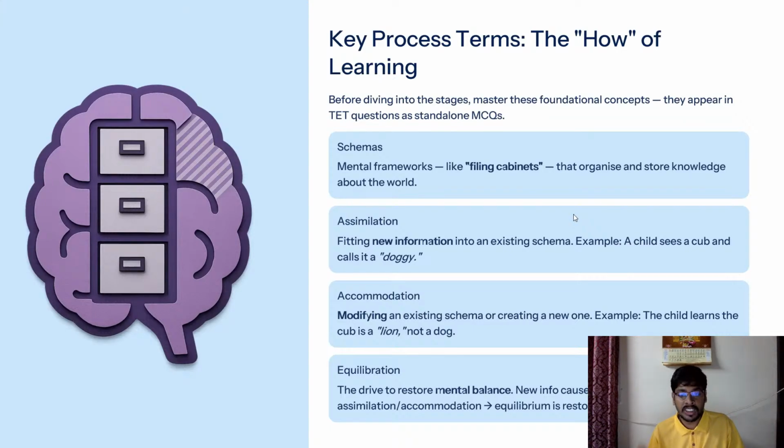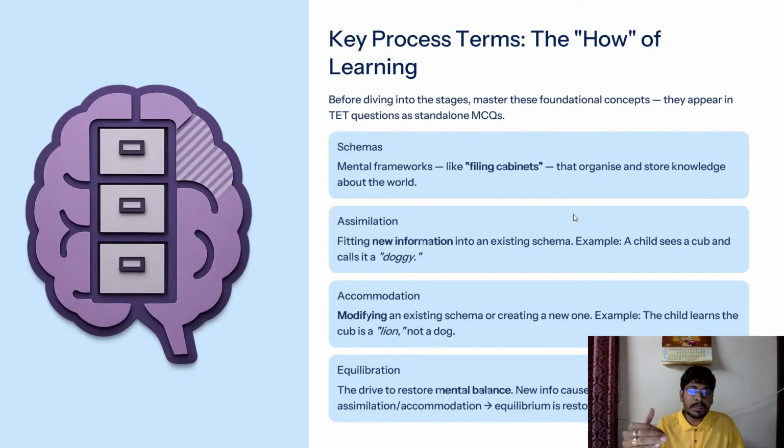And equilibration, the drive to restore mental balance. New info causes disequilibrium. Child uses assimilation, accommodation, equilibrium is restored. So equilibrium is something that is called as mental knowledge. It is all about restoring the mental balance. The child uses assimilation and accommodation through which he can maintain the mental balance.